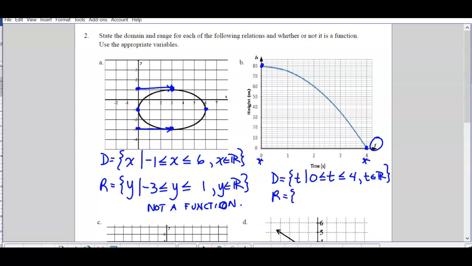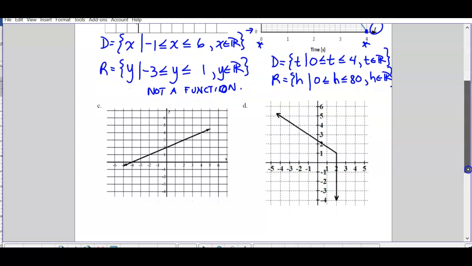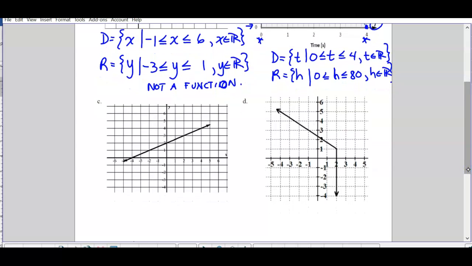Range, smallest is 0, biggest is 80. So range is h for height. So 0 to 80, h in between, inequalities, h element of the set of reals. Okay. Next one, take a look.